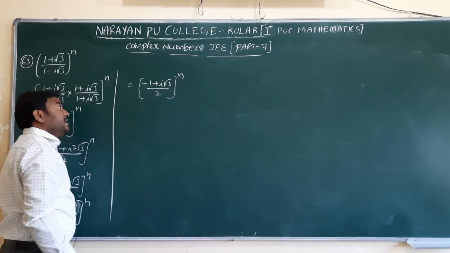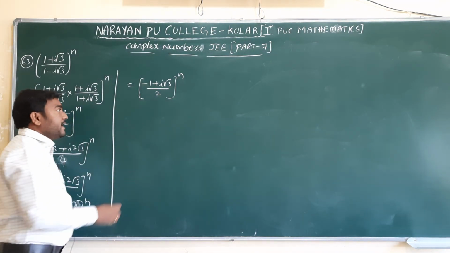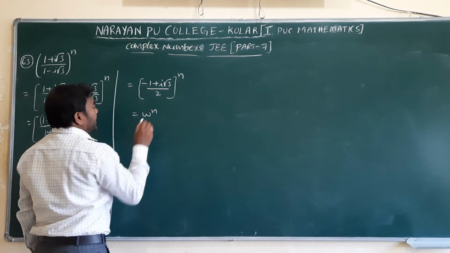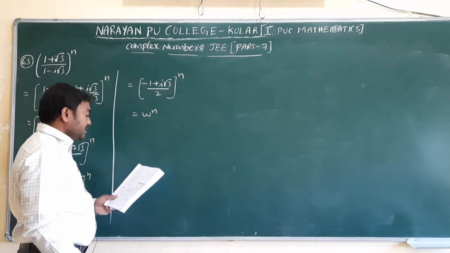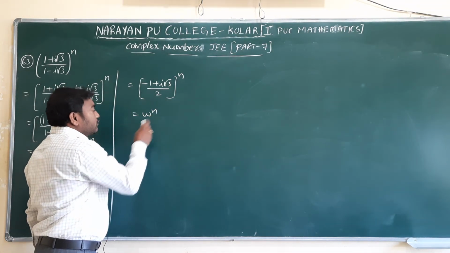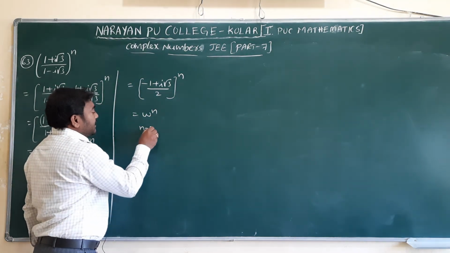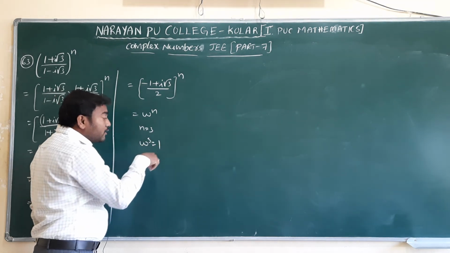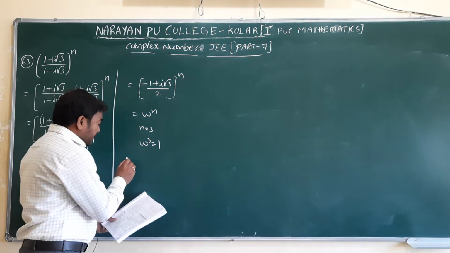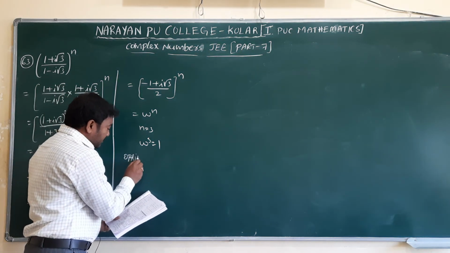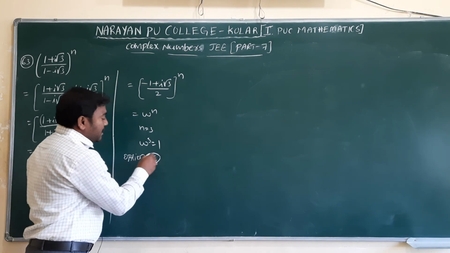Already we know that (−1 + i√3) by 2 is the value omega, right, so omega power n. But n is a positive integer. Checking the options, 1 is not giving a positive integer, 2 is not, 4 is not, but in option C we put the value n equal to 3. So omega cube is equal to 1, which is a positive integer. Therefore the n value is 3. Option C is the correct option.